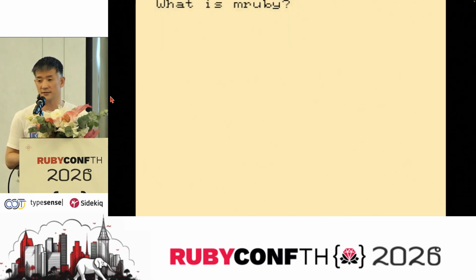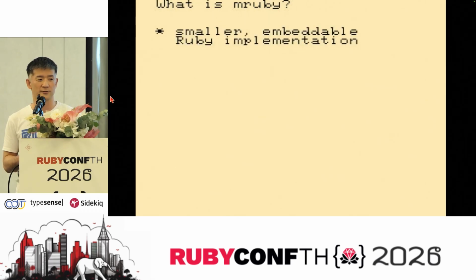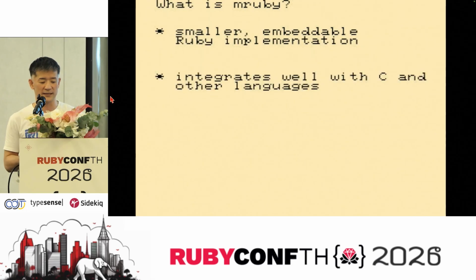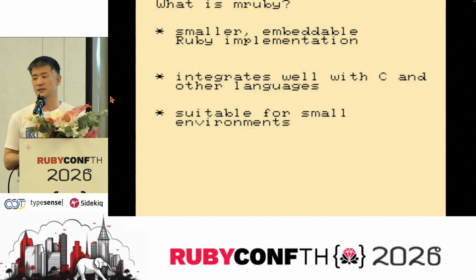So to start with, I'd like to explain what mruby is. mruby is another implementation of Ruby. If you're not worrying about the implementation, you're probably using the canonical implementation, CRuby. There are other implementations like JRuby, which runs on JVM. mruby is smaller, more suited for embedded usage of Ruby, and integrates well with C and, of course, other languages. It's also intended to be run in smaller environments, where hundreds of kilobytes of RAM is usually the target RAM size for mruby.